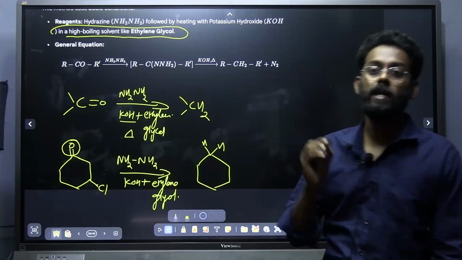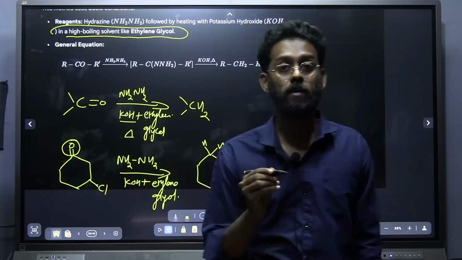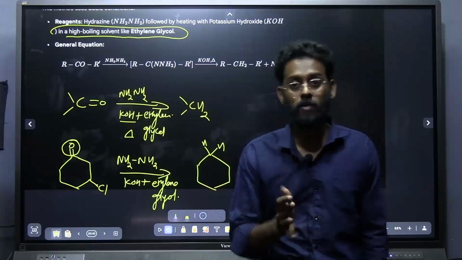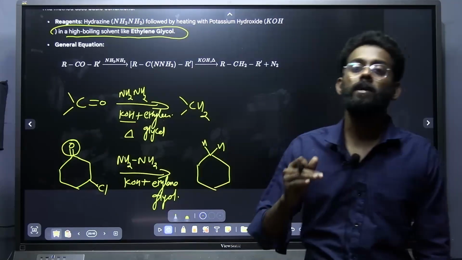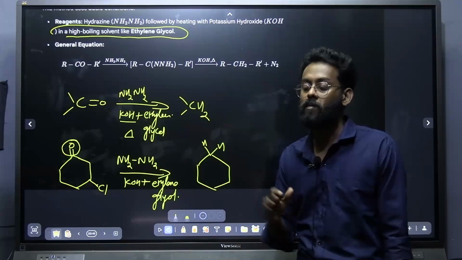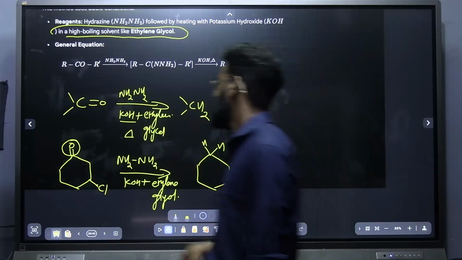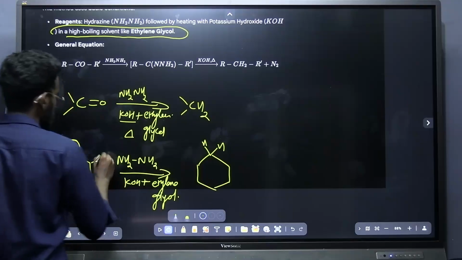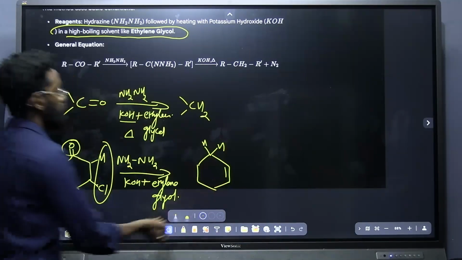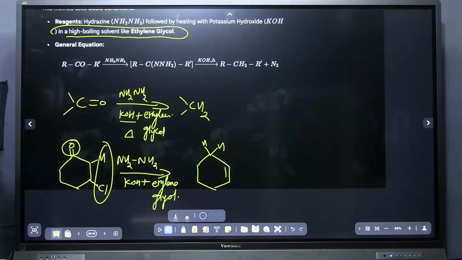This you might have studied in haloalkanes and haloarenes chapter. Nucleophilic substitution reactions are exothermic, so that will be taking place under low temperature. But elimination reactions are endothermic, which is taking place under high temperature. So here, elimination is going to be happening. So you will be getting a compound with a double bond. Is it clear?